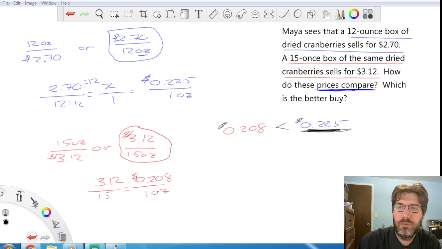Probably going to run out of room. I don't know how much room I have here. Oh, I got plenty of room over here.